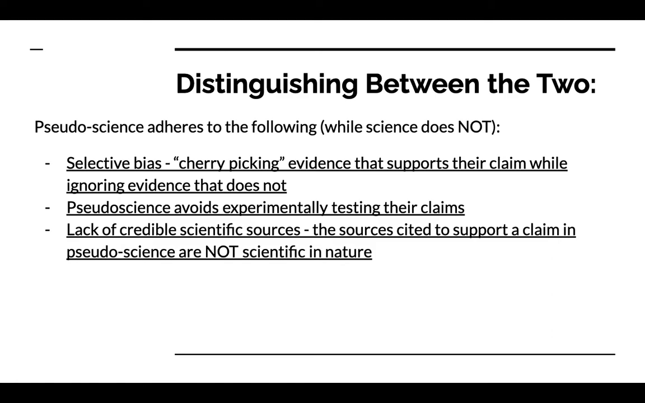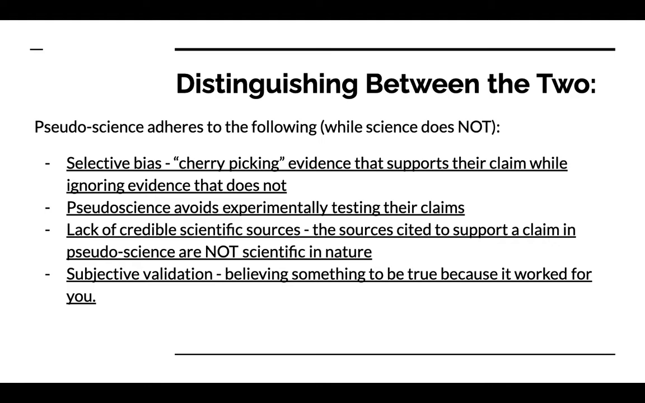So, lack of credible scientific sources. The sources cited to support a claim in pseudoscience are not scientific in nature. So again, people who think vaccines cause autism will look at sources that are not trustworthy. And if you're wondering how we distinguish between trustworthy and non-trustworthy sources, that's what we'll look at down the line in this unit, specifically lessons 1.2 and 1.3.